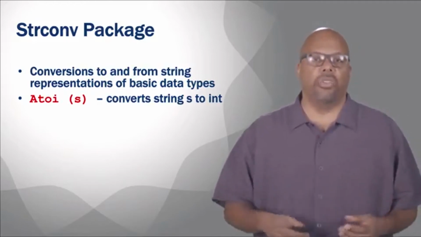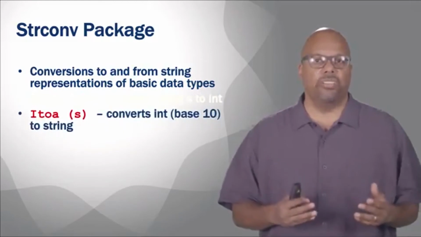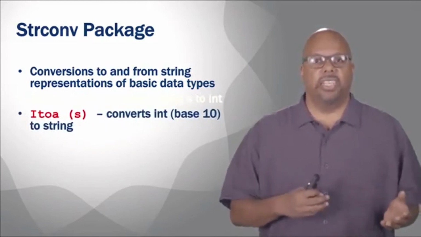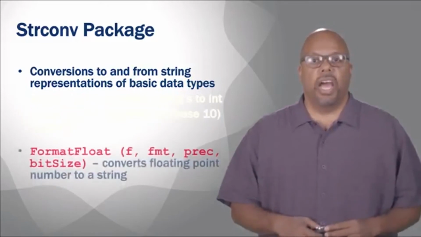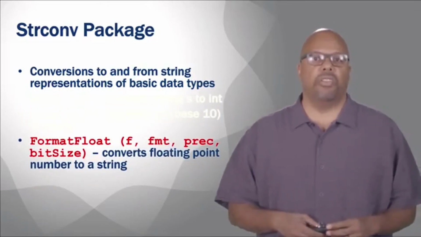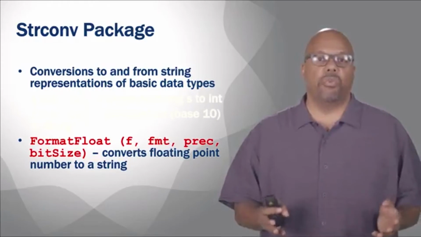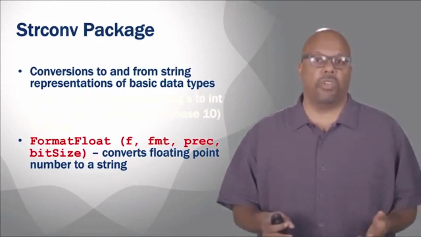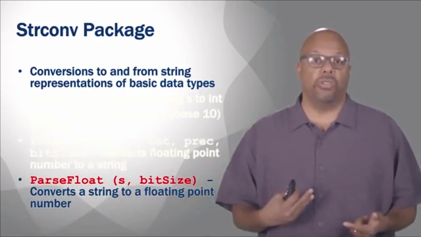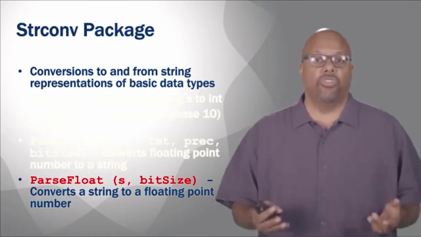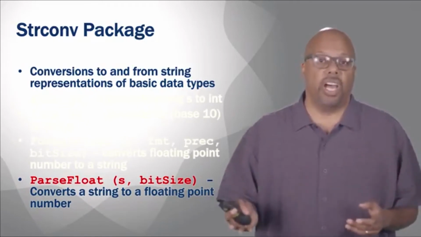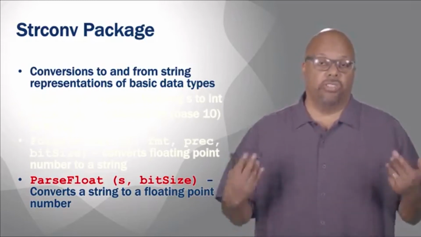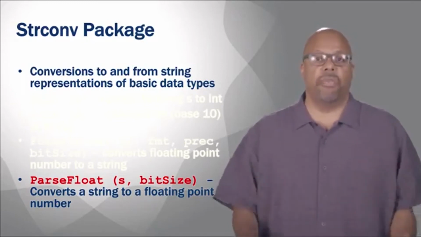So you would use A to I to do a thing like that, and I to A does the reverse. It converts an int into an equivalent string. Then format float does a similar thing for floats. It converts a floating point number into a string representation of that number, and then parse float does the opposite, converting a string to a floating point number. So if you have the string "123.45", it'll convert that to a floating point number that you can actually do math on.